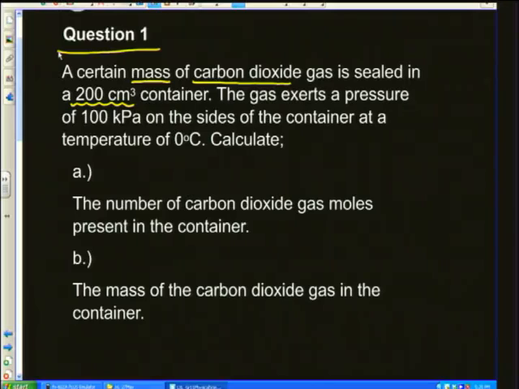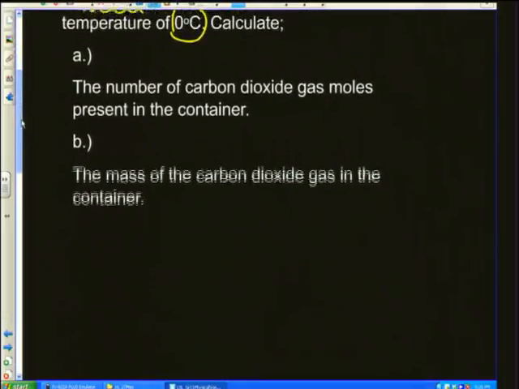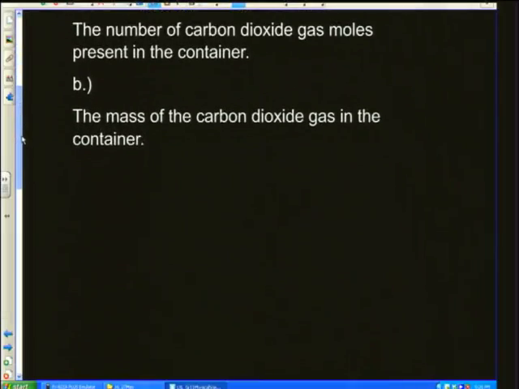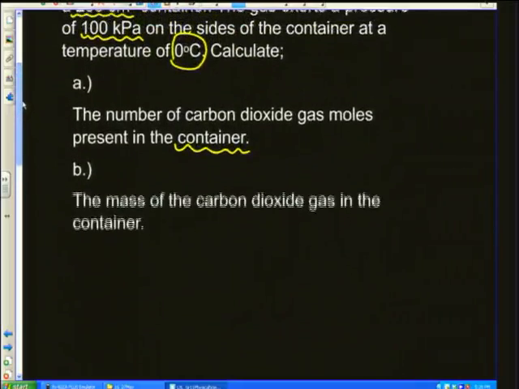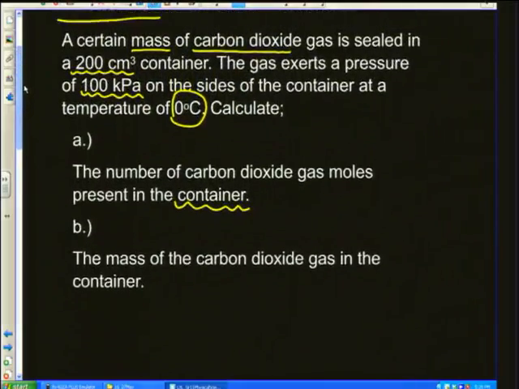The gas exerts a pressure of 100 kilopascals on the sides of the container at a temperature of 0 degrees Celsius. Now, calculate number A, the number of moles of the carbon dioxide gas present in the container.